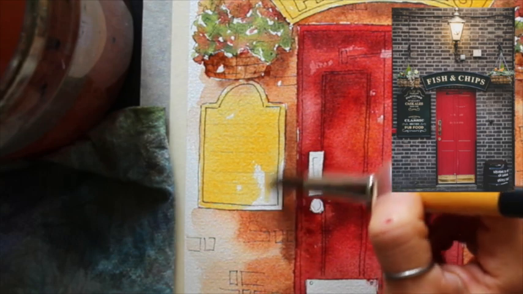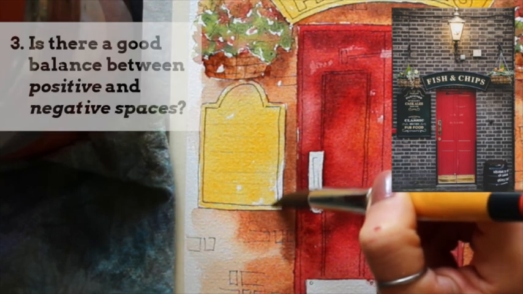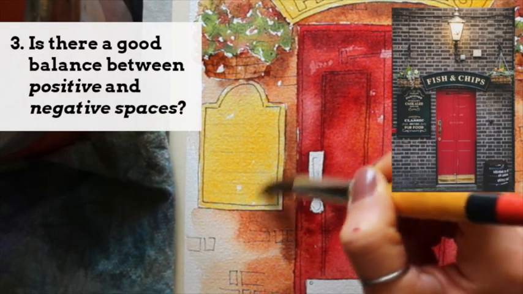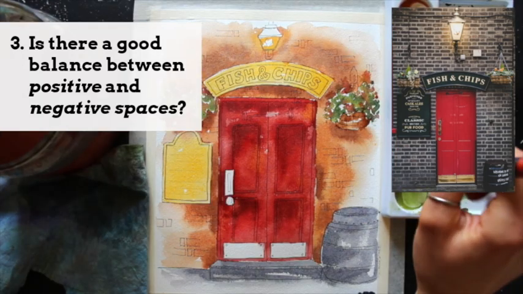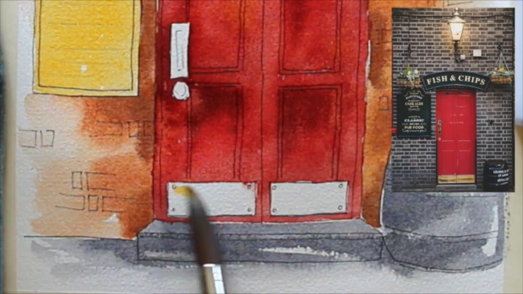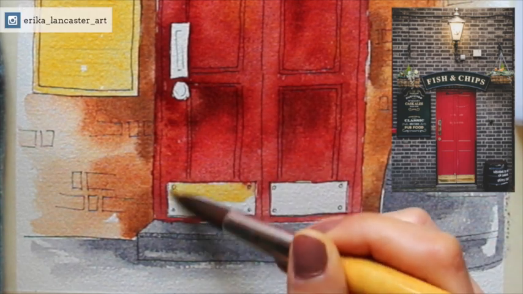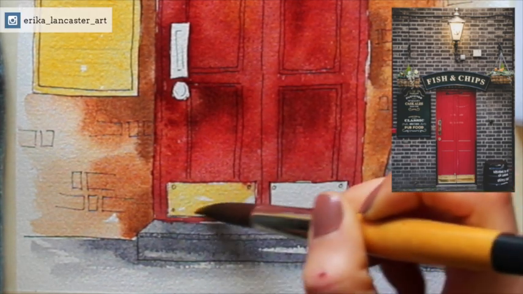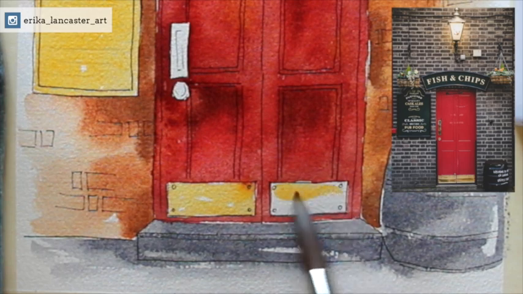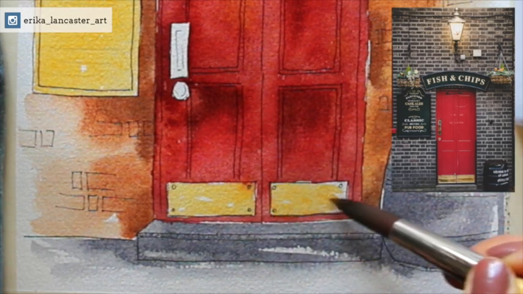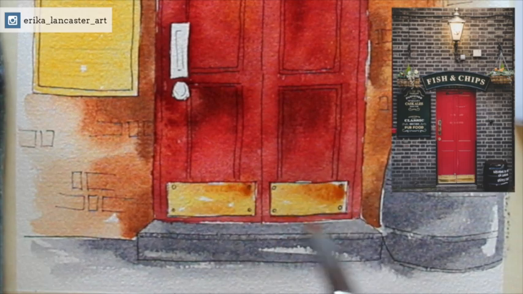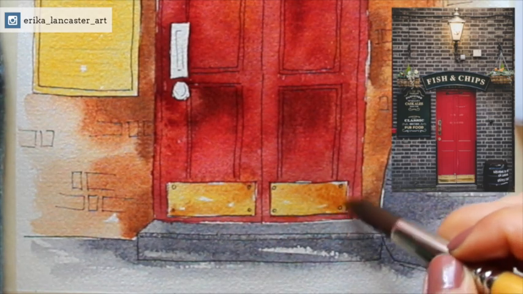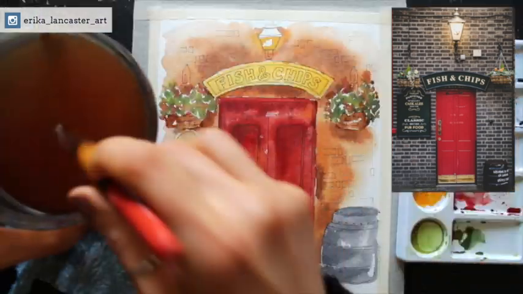Moving on to question number 3, and this is: is there too much negative space or too little negative space present in this photo? Having a play and a balance between positive or active areas and negative or inactive areas in a visual composition is important. The viewer's eyes need a place to rest. Otherwise, the drawing or painting can be very overwhelming to look at or even confusing to look at.